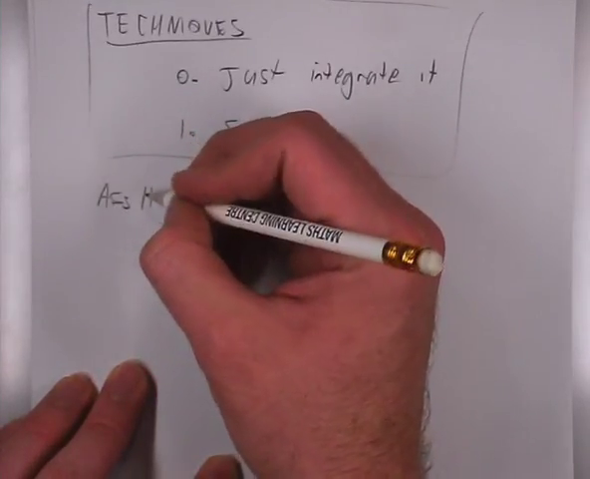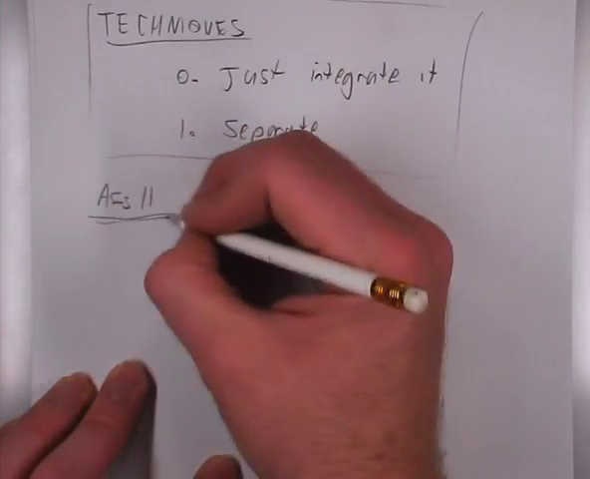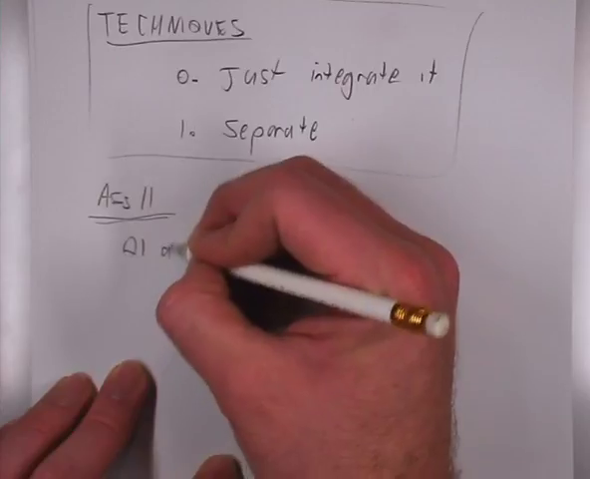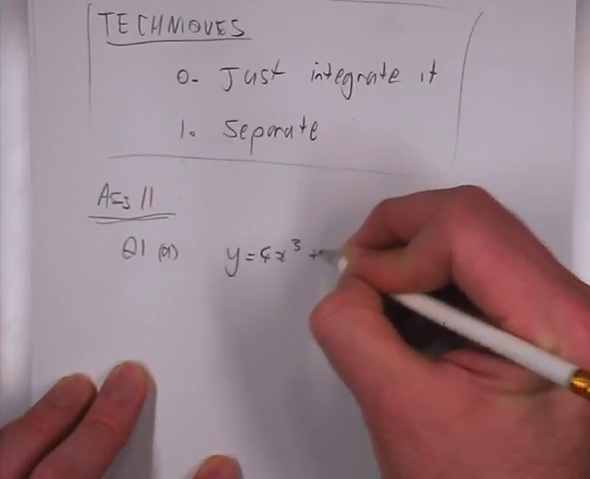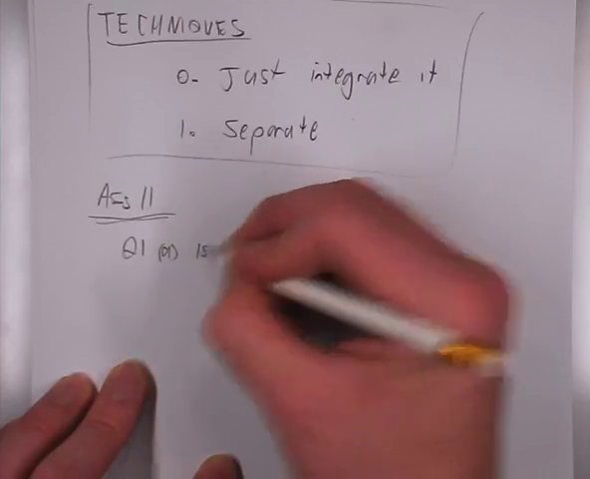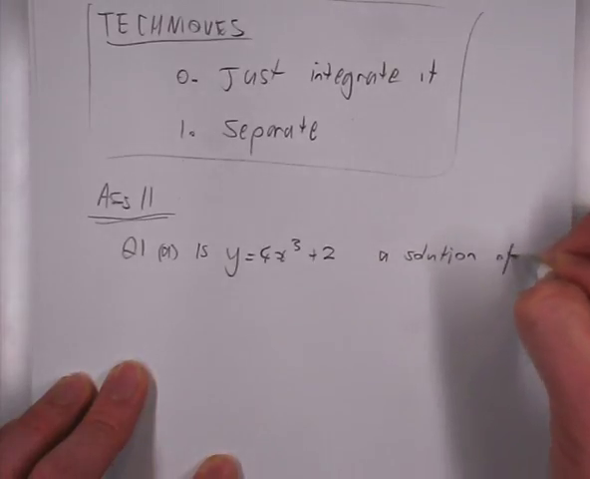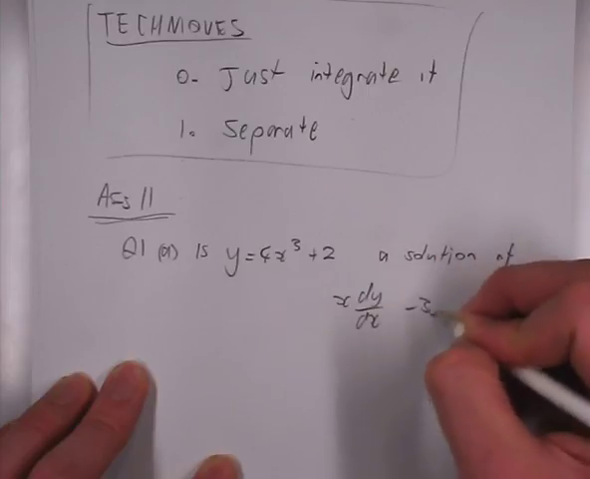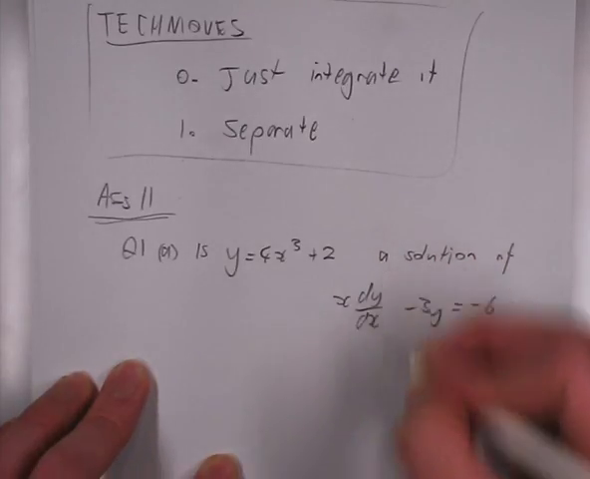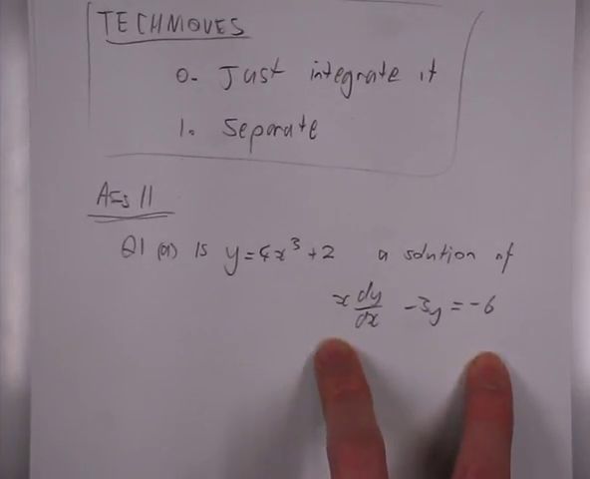So let me just run through this assignment 11. Not all of it, but as much as I can do. So assignment 11, question 1a says, is y equals 4x cubed plus 2 a solution of this differential equation?